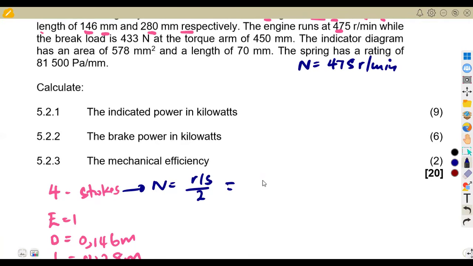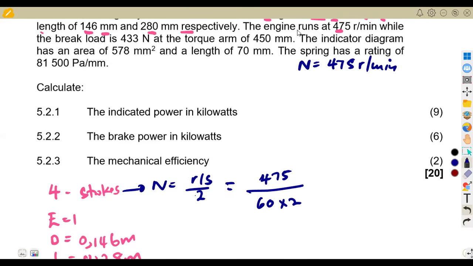So how do we convert to revs per second? That is going to be 475 over 60. That is the revs per second. But we have to divide by 2, so we're just going to multiply by 2 in the denominator like this. That's how our N is going to be used.